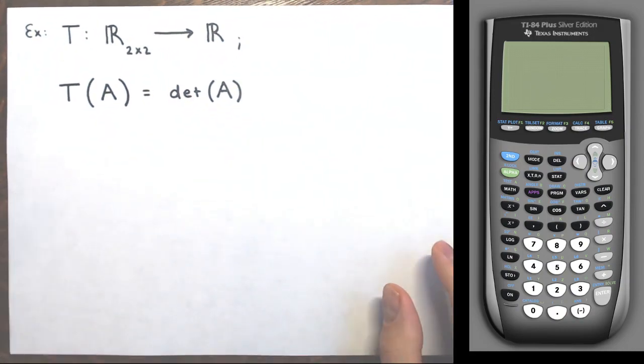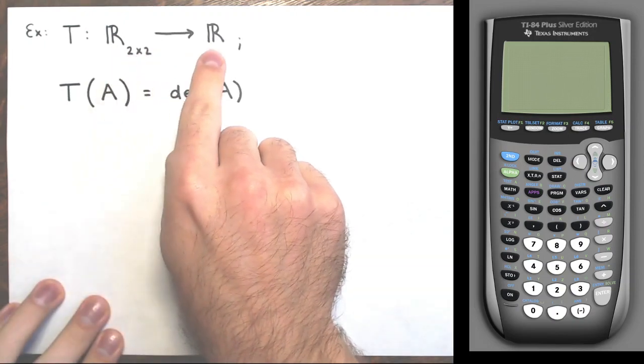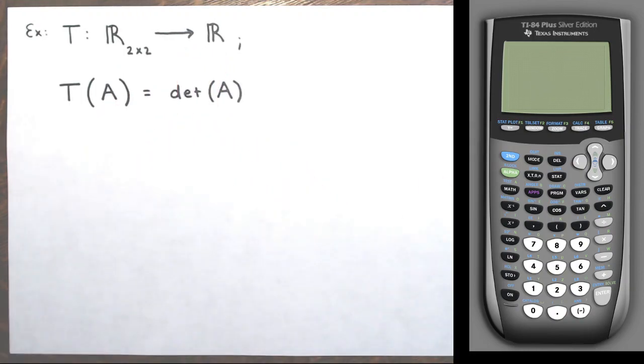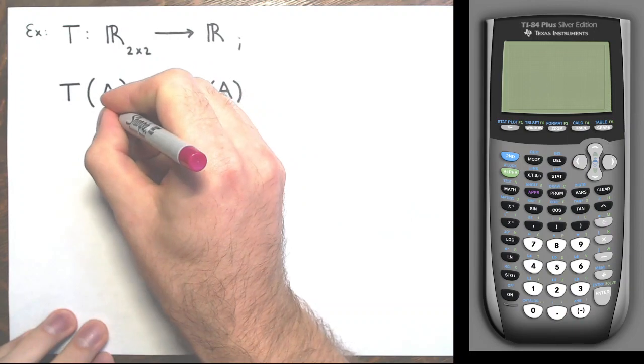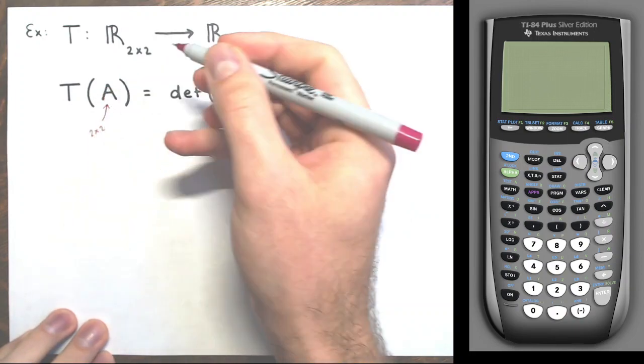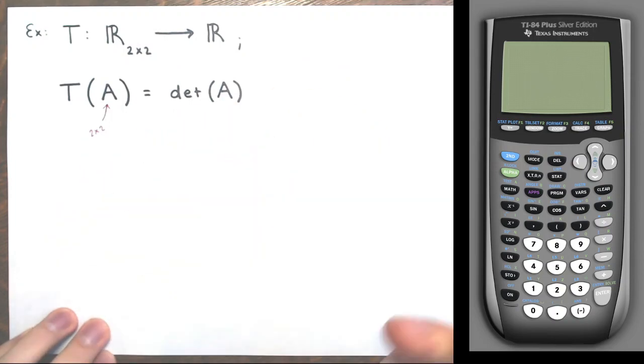So let's take a look here. We've got T, a transformation from the set of 2 by 2 matrices to just the set of real numbers. So my input is a 2 by 2 matrix. This A here is a 2 by 2 matrix. If you'd like to write it as a 2 by 2 matrix with entries, maybe A1, A2, A3, A4 or something, be my guest.